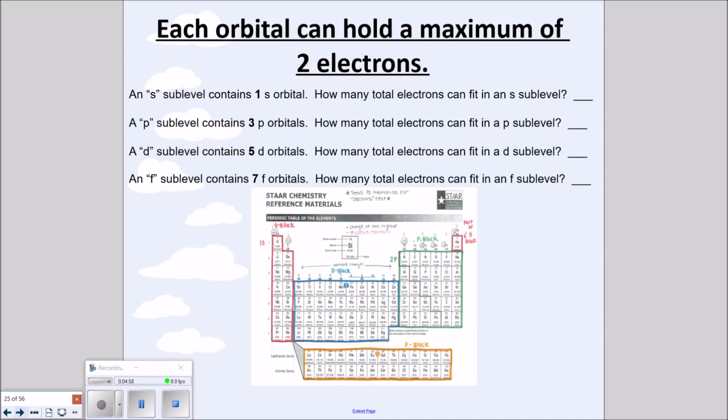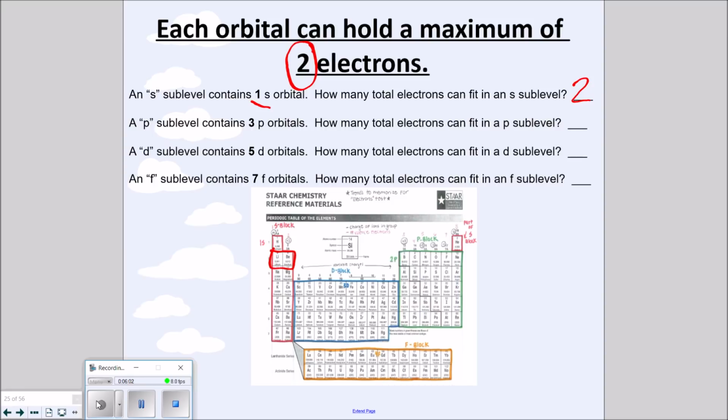This is an important rule to notice. Each orbital can only hold a maximum of 2 electrons. Let's look at an s sublevel. For an s block, it is 2 elements wide. This means that the s sublevel only has 1 orbital, because it can only contain 2 electrons. Therefore, how many total electrons can fit in S sublevel? That would be 2. Now, remember that for every 2 electrons, I can count off an orbital.